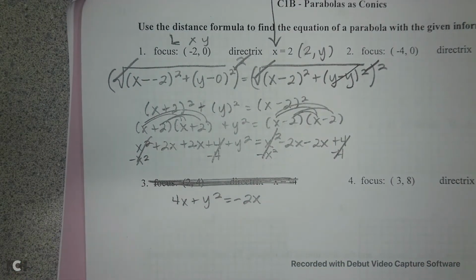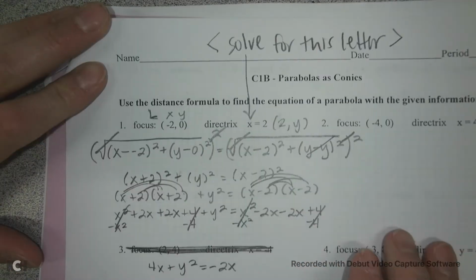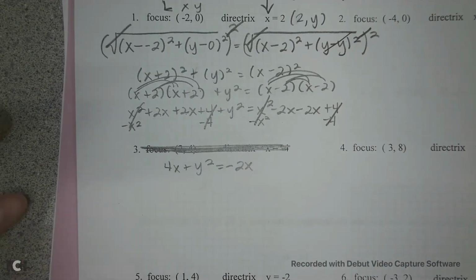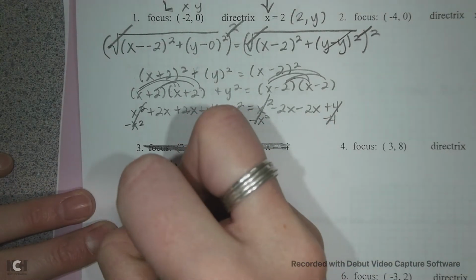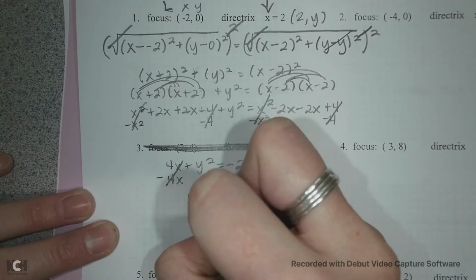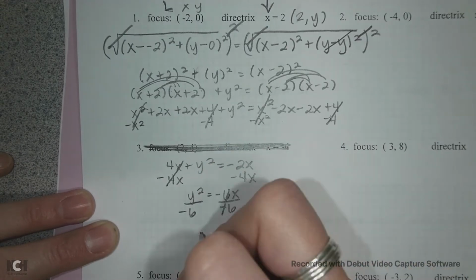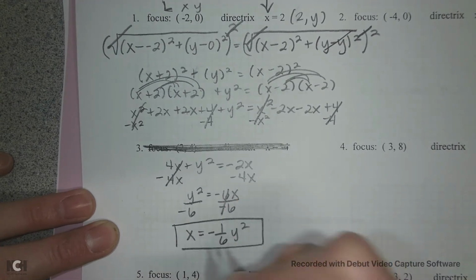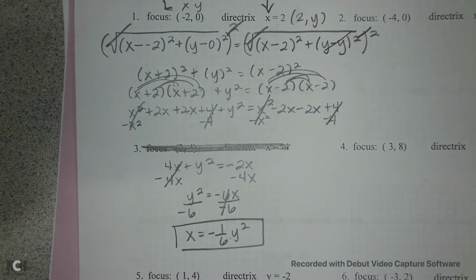Now, we have to remember what we said at the very beginning. Solve for this letter. So this letter is x, so we're going to solve for x. So basically, the squared should be on one side and the not squared should be on the other side. Like, the squared should have all the business. This one doesn't have a lot of business, but what we're going to do is we're going to minus 4x on each side. So now we have y squared equals -6x. And we're going to divide each side by -6. So x equals -1/6 y squared. So we solve for x. And this is the equation with a focus and a directrix of -2, 0, and x equals 2.